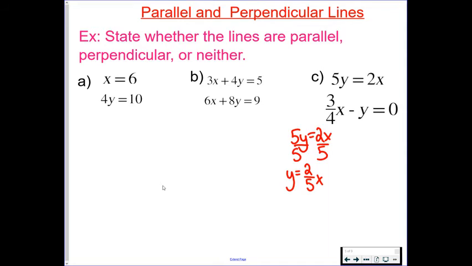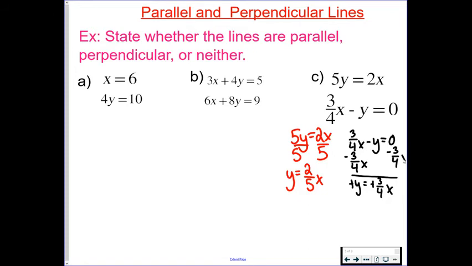3/4 x minus y equals 0. I'm going to subtract 3/4 x to move it to the other side. Then I'm left with negative y equals negative 3/4 x. To make that a positive y, I'm going to divide by a negative, which makes it positive, and divide the other side by a negative.